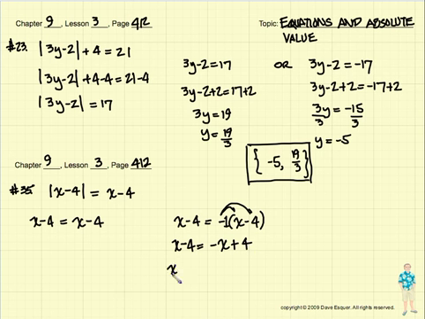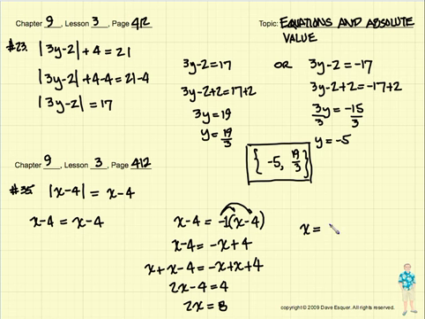So if I add x to both sides, I end up with x minus 4 is equal to minus x plus 4. I'm kind of doing the gory details here. Sorry, I need to add the x on this side as well. So I end up with 2x minus 4 is equal to 4, or we end up with 2x is equal to 8 if I add 4 to both sides, or x is equal to 4.